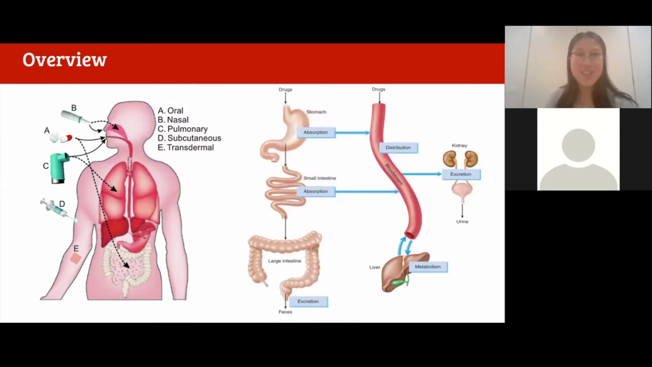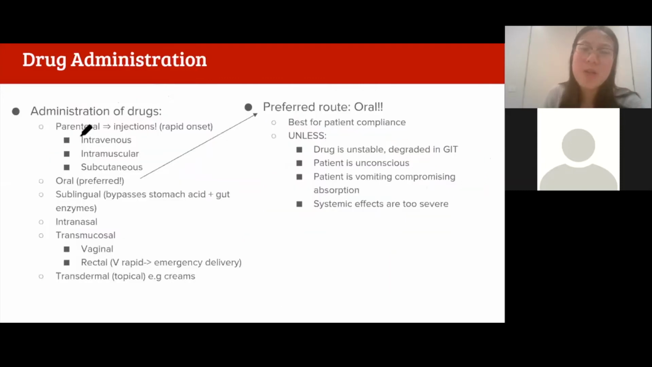Okay, so first of all, starting with the administration of the drugs, you've got parenteral, just means injections. It's helpful because it's got a rapid onset. For example, if you put a drug straight into your veins, IV, then the drug has an immediate effect, right? It's super rapid onset. You can also inject it intramuscularly. You also have subcutaneous injections.